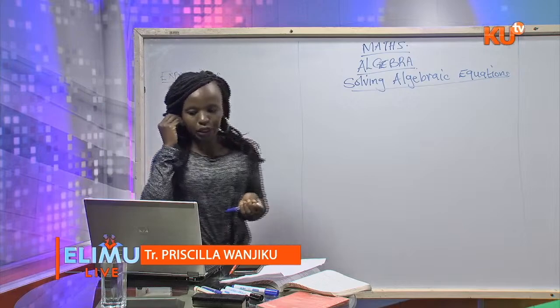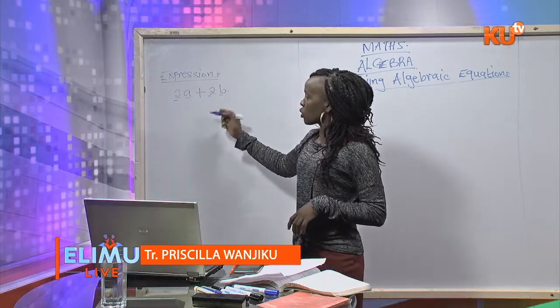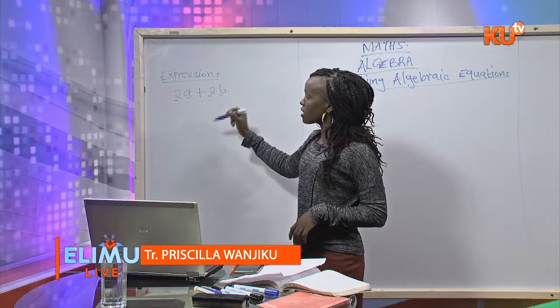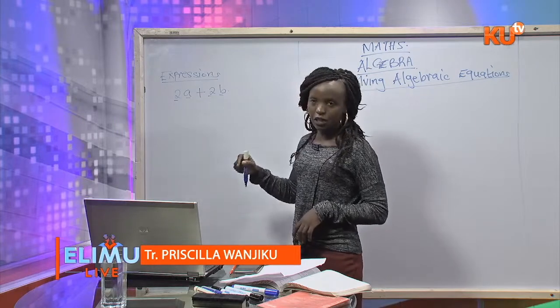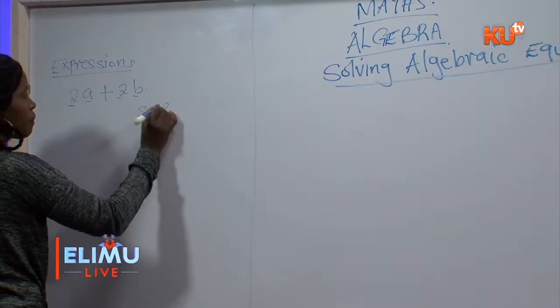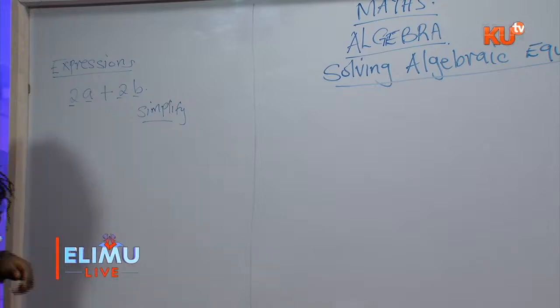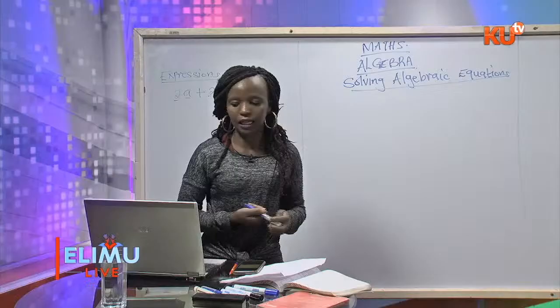An algebraic expression does not have the equal sign. Because it doesn't have an equal sign, it means we cannot solve it. We can only simplify. So algebraic expressions are not solved, they are only simplified.